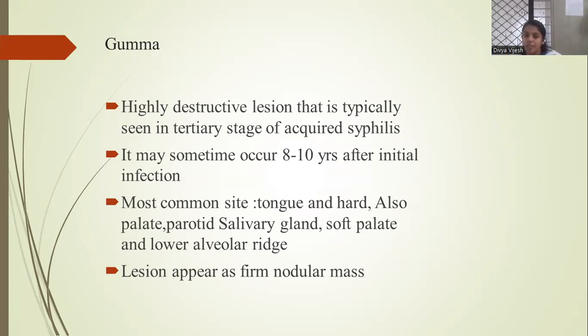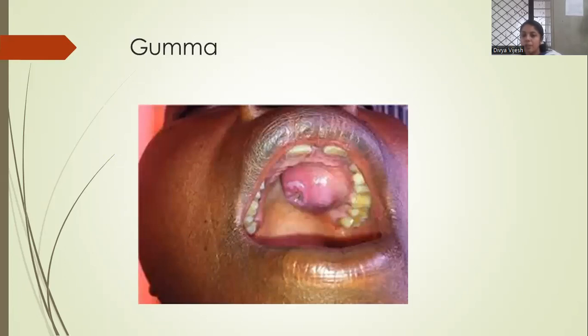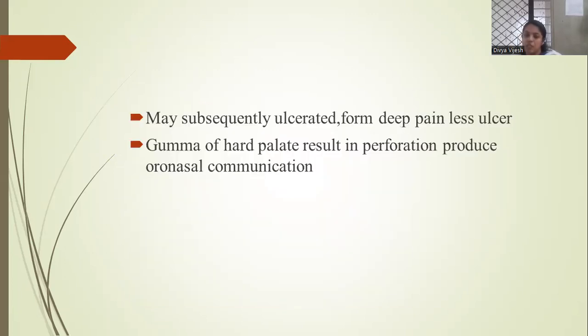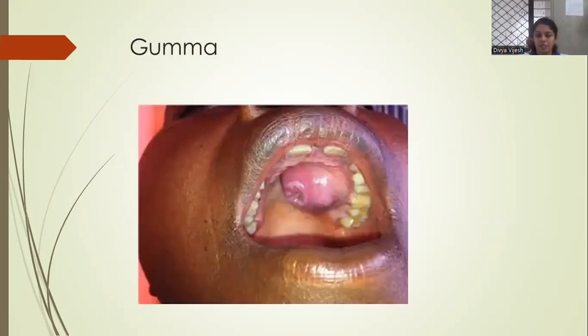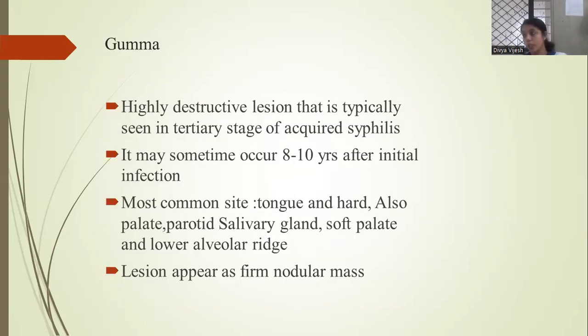That's a highly destructive lesion, and it may sometimes occur 8 to 10 years after initial infection. And you can see the most common site is the tongue, and the lesion appears as a firm nodular mass. Okay. They subsequently ulcerate, forming a deep painless ulcer. Gumma of the hard palate results in perforation, producing oro-nasal communication. Okay. And we have the VDRL test.